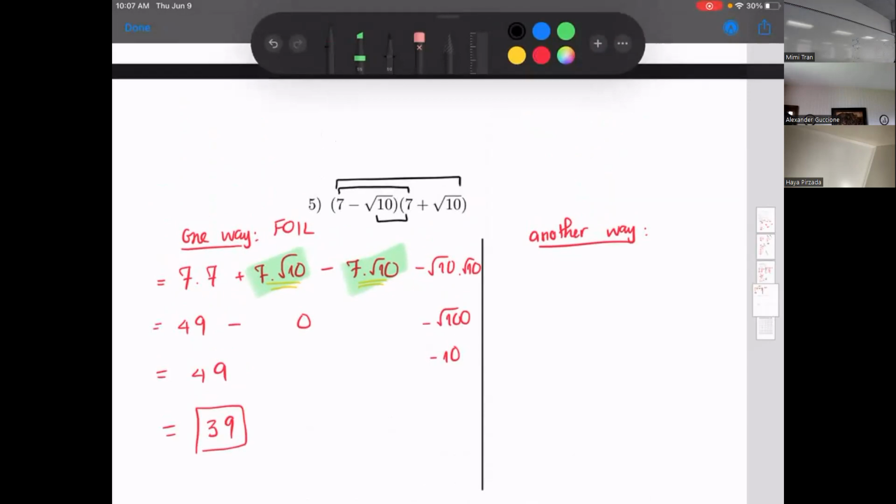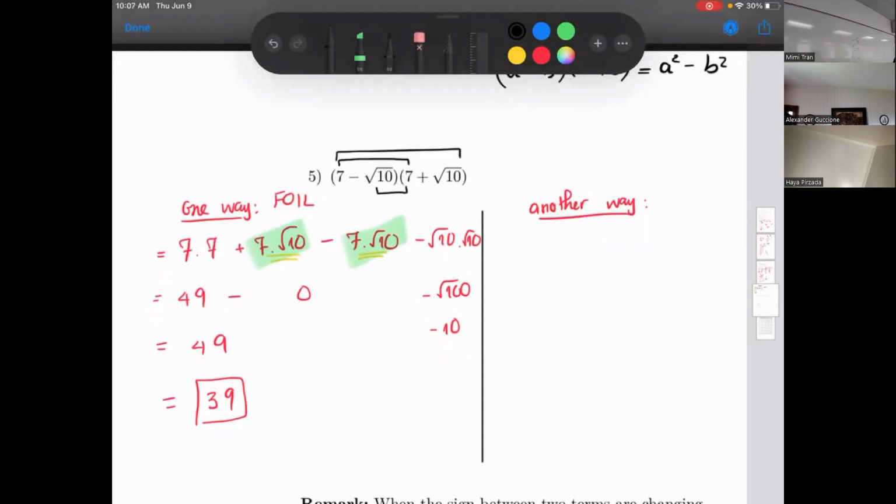Can someone tell me a formula you've seen before? Difference of squares. Yeah, (a minus b) times (a plus b) is equal to a squared minus b squared. Here a is 7, and root 10 is b.